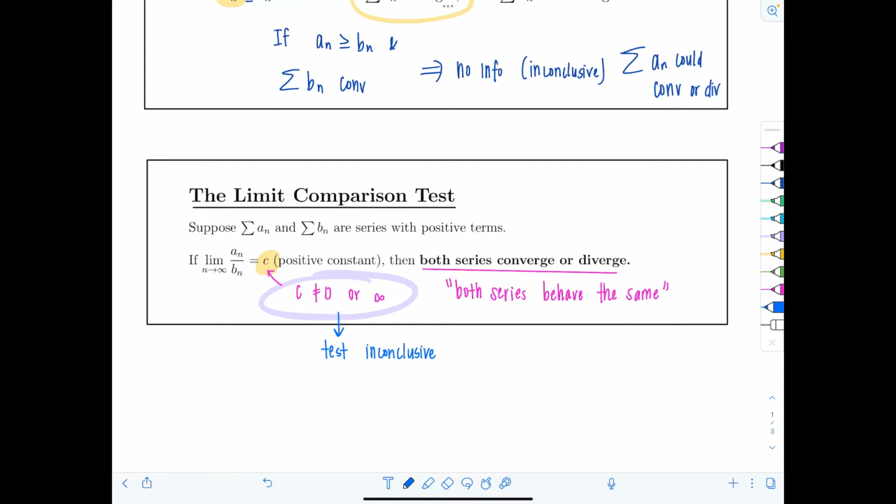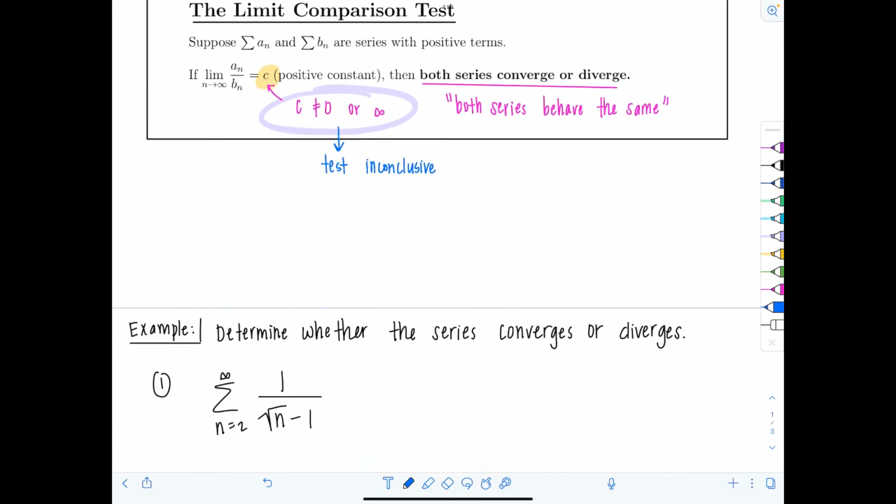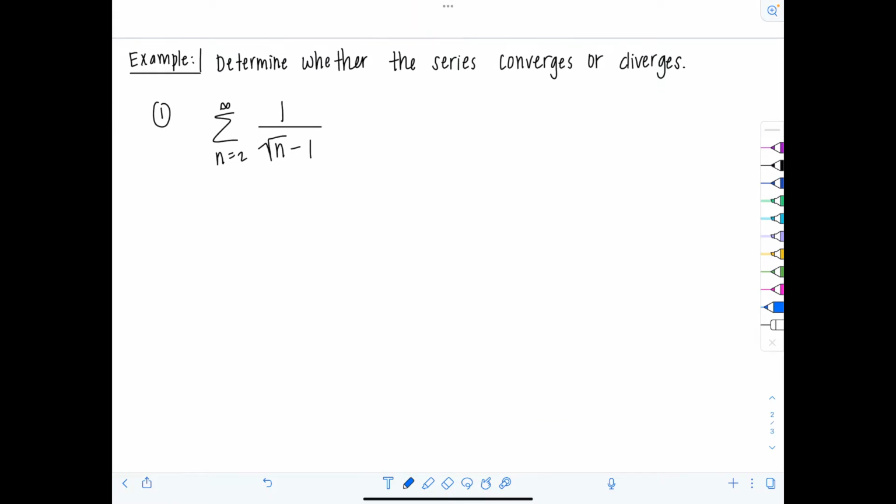So let's get into some examples and distinguish when to use each test. Sometimes it doesn't matter. You could probably use either. Other circumstances, that's not the case. So let's just build up our repertoire here. All right, directions. Just determine whether the series converges or diverges. We have the sum n equals 2 to infinity of 1 over the square root of n minus 1.